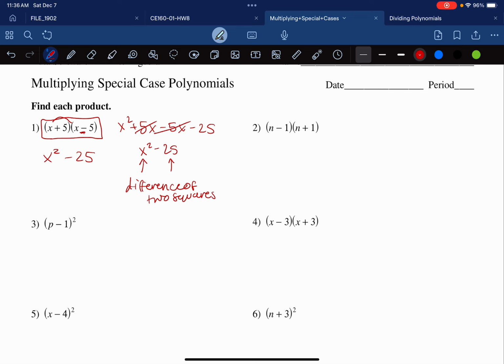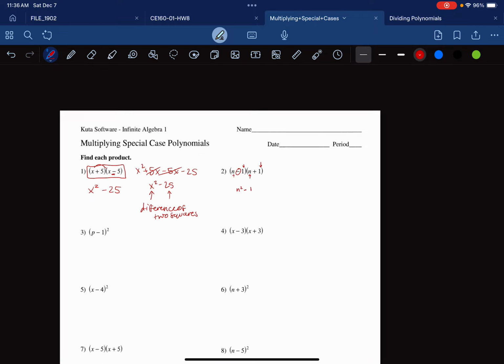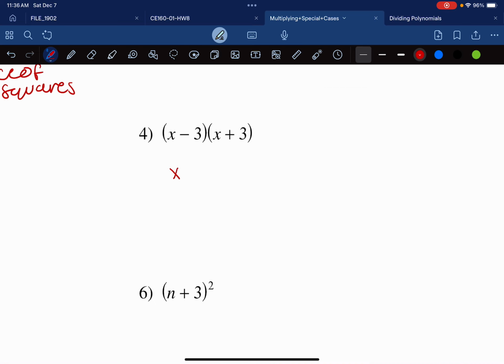So, all you have to do for those problems is you square the first one. So n squared, you square the second one, you keep that negative sign right here, and we get n squared minus 1. Let's do a couple more. So this one is going to be x squared minus 9. Square the first, square the second, keep the negative sign.